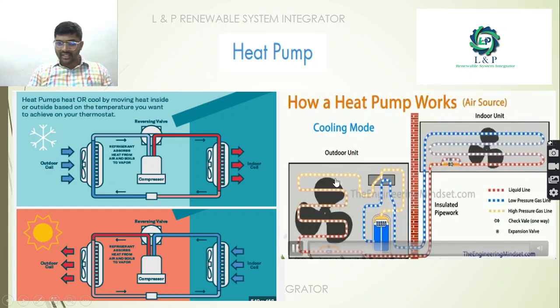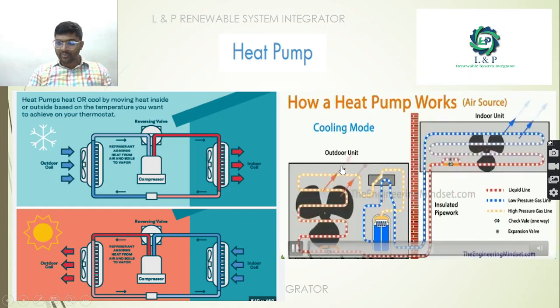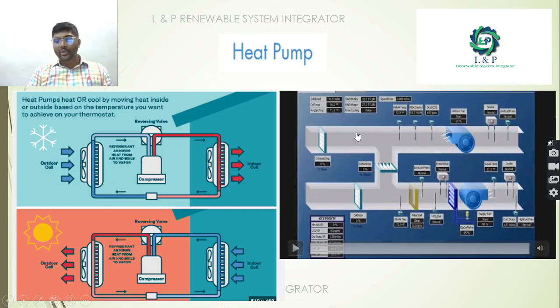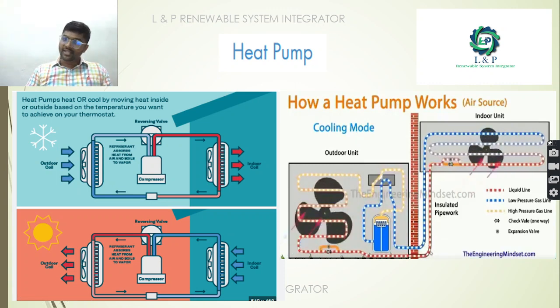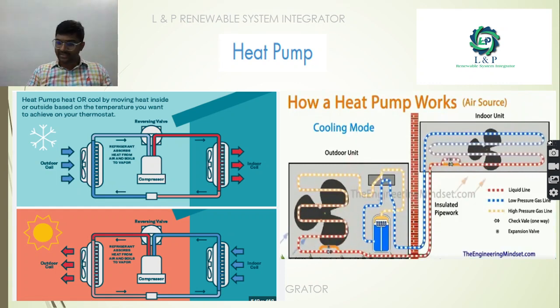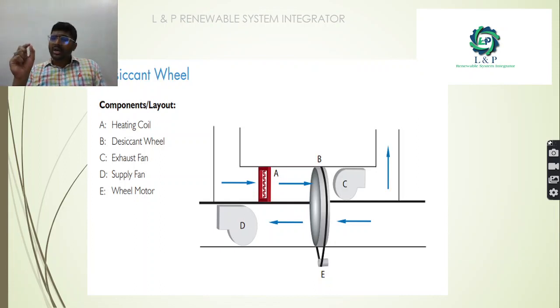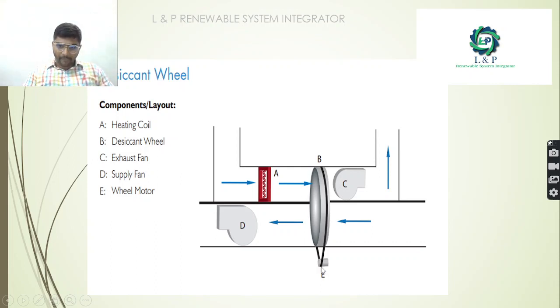As you can see here, during the cooling mode, the indoor unit is supplying the chillness inside, whereas the outdoor unit is taking away the heat from the building. It is sending the hot air outside. Now, what is this desiccant wheel? The desiccant wheel has a heating coil. It has a desiccant wheel which is run by a wheel motor, and it also has an exhaust fan and a supply fan.